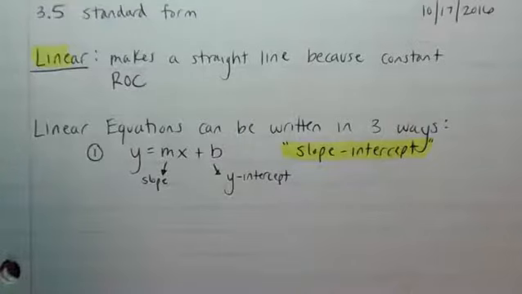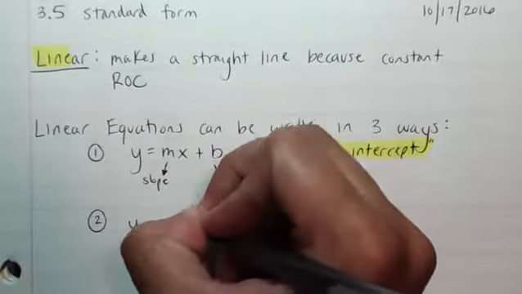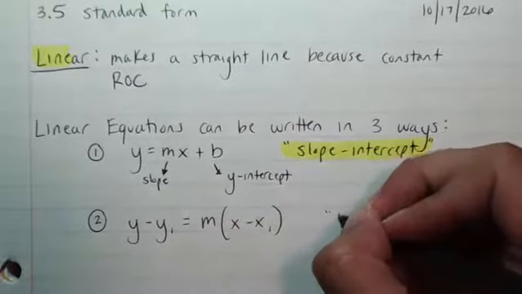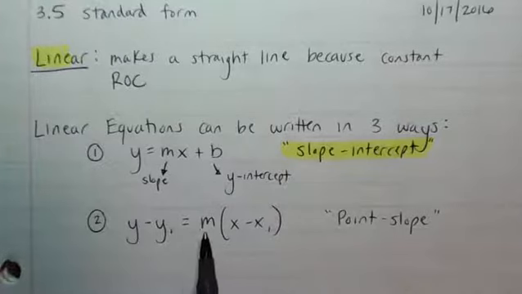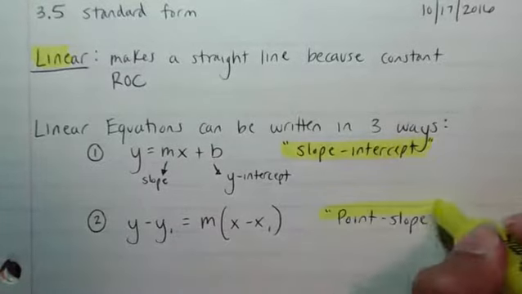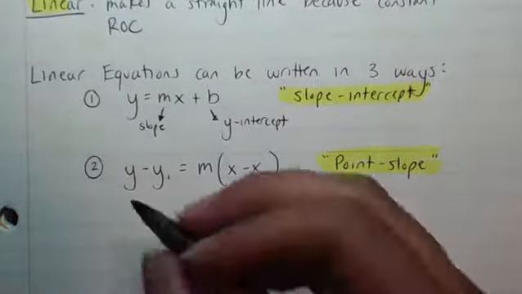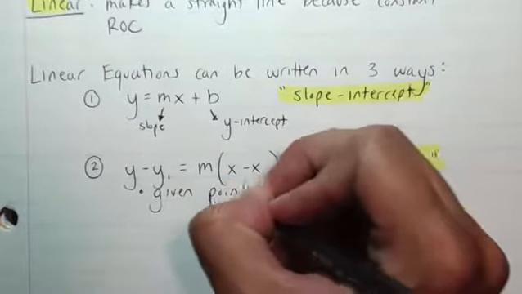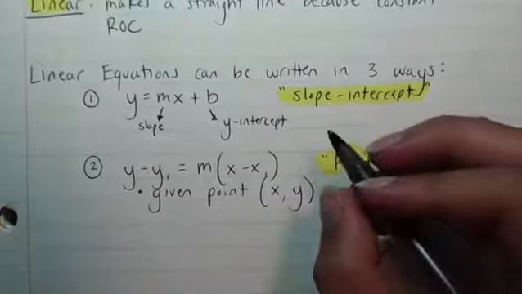The second way that you can write linear equations is what we just learned, and that is y minus y1 equals m(x minus x1), and this is called our point-slope form, because again we're given a slope and we're given a point. So go ahead and highlight, this is point-slope form. And again, we use this when we're given a point that's on the line, or a solution. It's usually given to us as an ordered pair, and the slope.